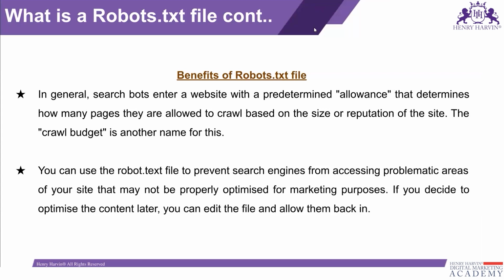So if you have a problematic page, like if the developer is working on a particular page on your website, you can just use the robots.txt file so that you can avoid search engines scanning that page. Okay, that's how it is used. You can use this file to prevent search engines from accessing problematic areas of your site that may not be properly optimized for marketing purposes.